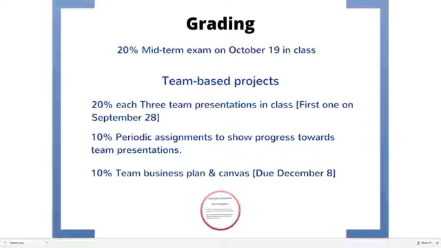Okay, now having said that, we have to have grades. This is not a pass-fail class. The grading is very specific, so you can go through this. So first we have a midterm exam, which is about 20% of the grade, 20% exact. And it's scheduled for October 19th.